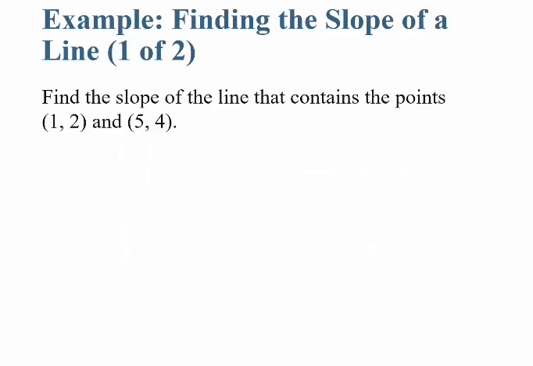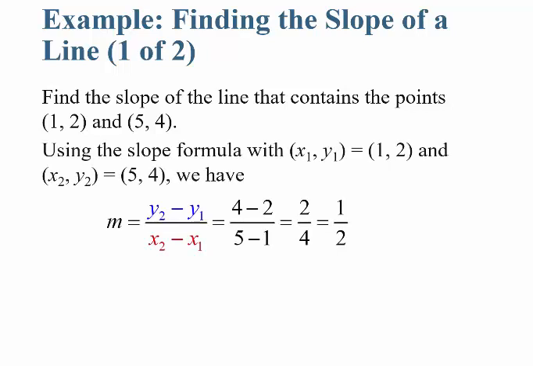All right, let's do some examples of using that slope formula. I want to find the slope of this line, and this is what I know about it: it contains the points 1, 2 and 5, 4. Using the slope formula, I'm going to have this one here, 1, 2, be the first point x1, y1, and this point 5, 4 be the second point x2, y2.